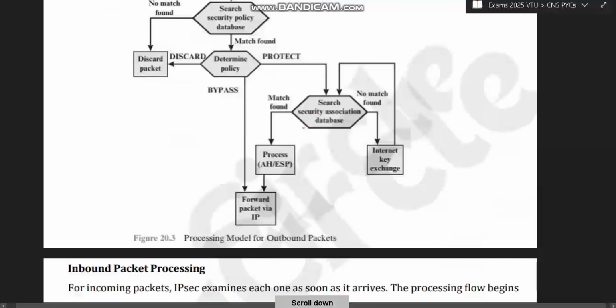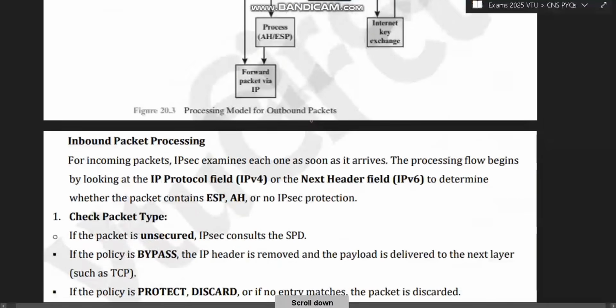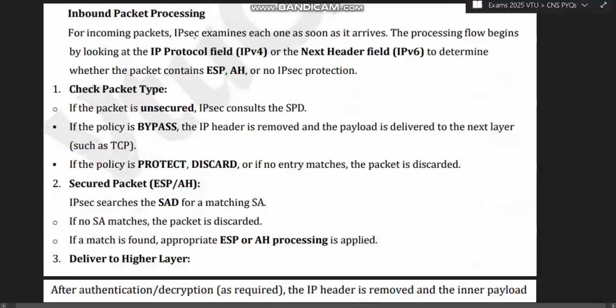Okay, this diagram is just for the outbound. Let's have a look at the inbound. For incoming packets, IP security examines each one as soon as it arrives.